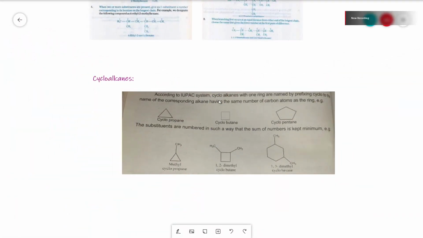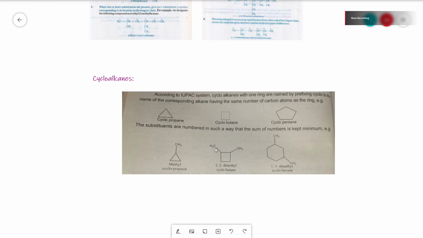Now we'll discuss the IUPAC of cycloalkanes. According to the IUPAC system, cycloalkanes with one ring are named by prefixing cyclo to the name of the corresponding alkane having the same number of carbon atoms as the ring. For example, cyclopropane, as it contains 3 carbons, cyclobutane 4 carbons, cyclopentane 5 carbons, right? The substituents are named in such a way that the sum of the numbers is kept minimum. For example, methylcyclopropane, as there is a methyl branch on cyclopropane.